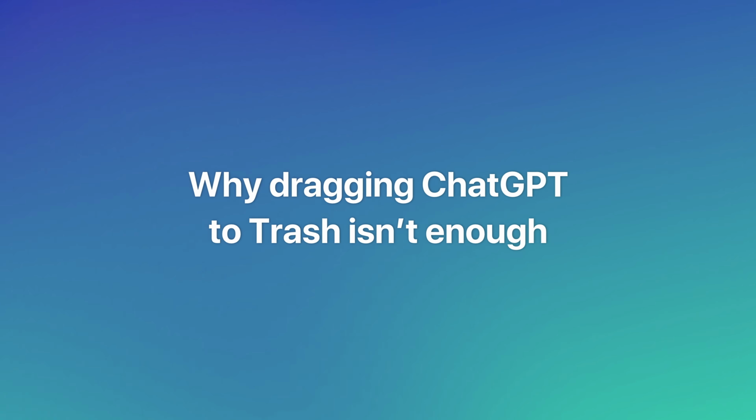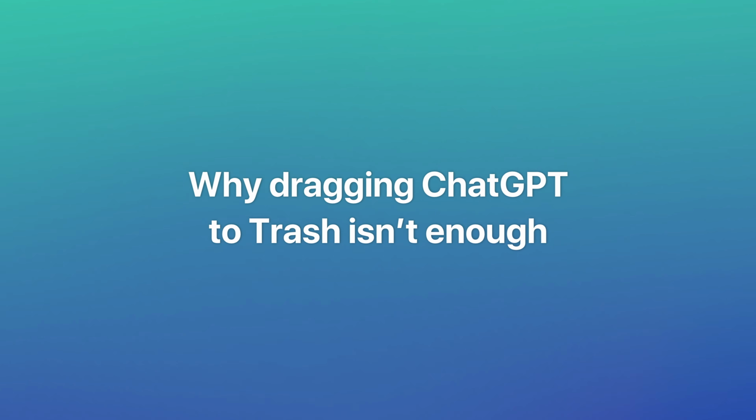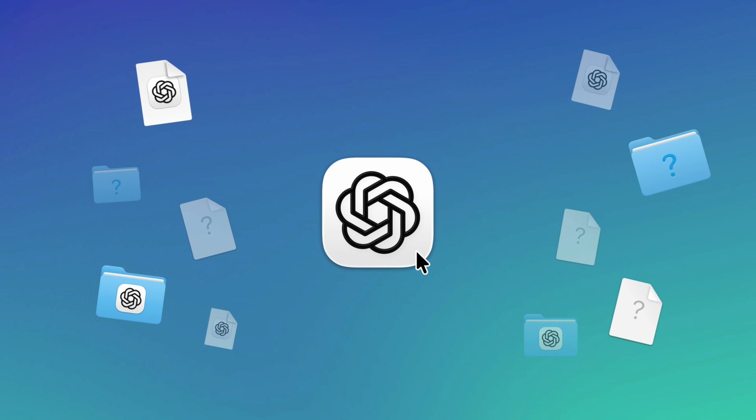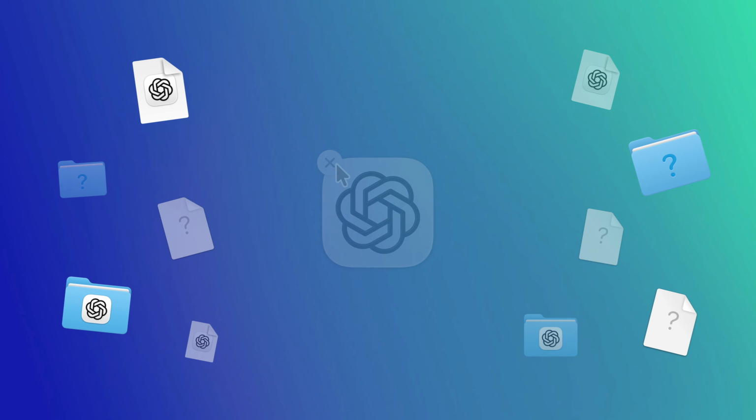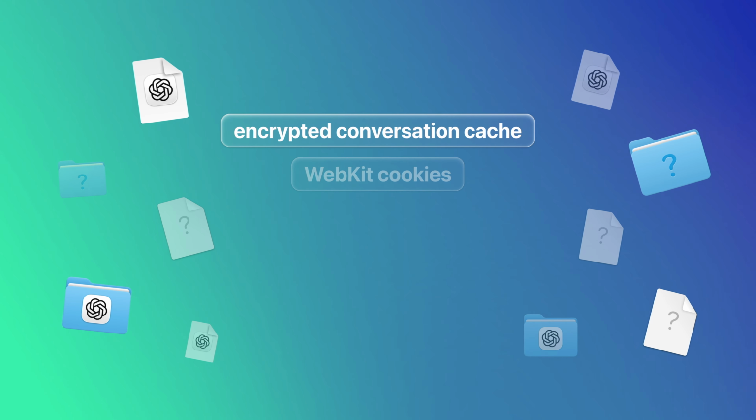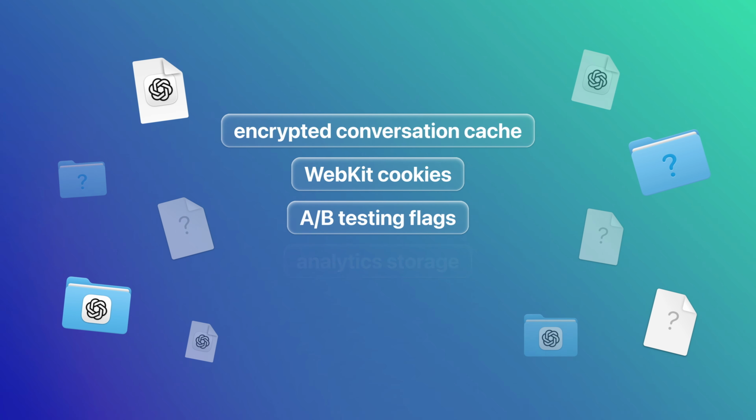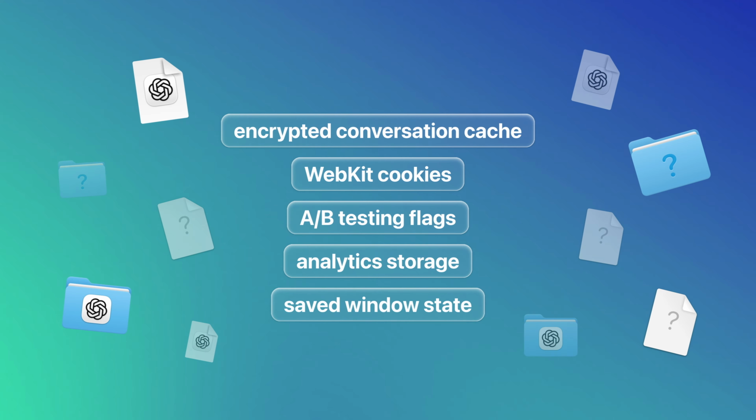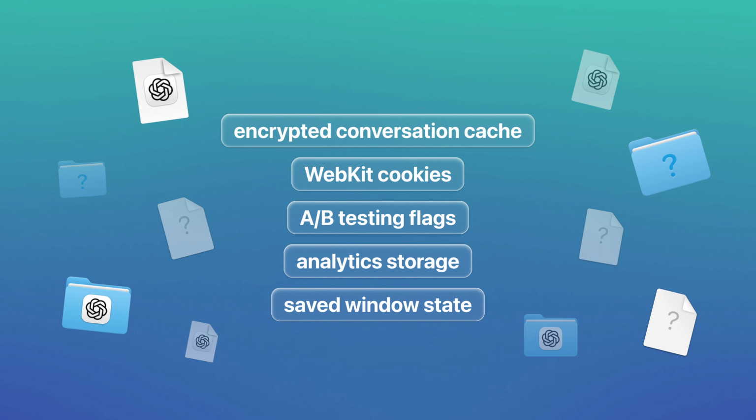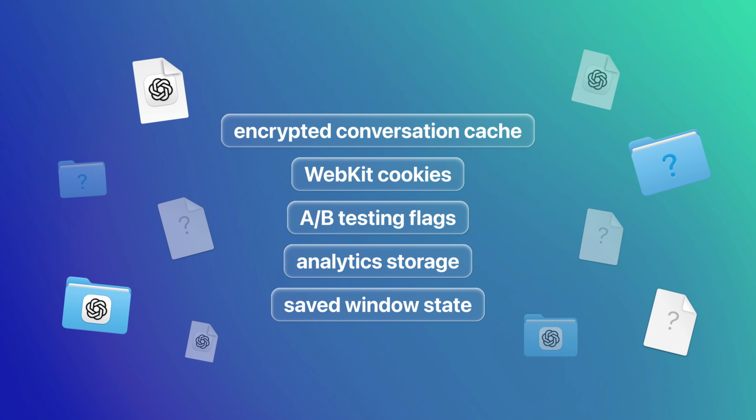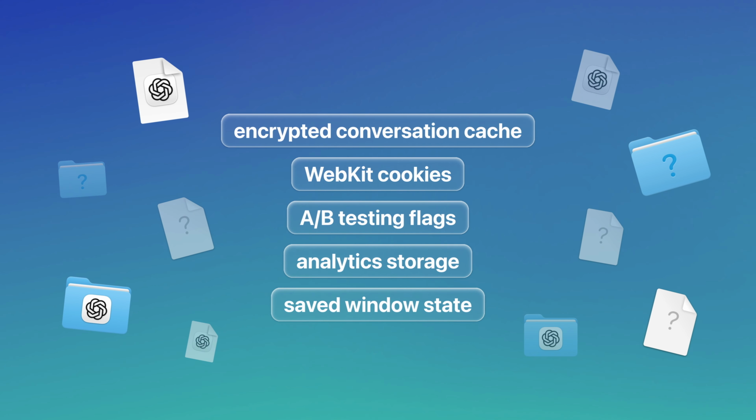Like many modern apps, ChatGPT stores additional files outside the app itself. As more users install it locally on macOS, many discover that removing the app alone does not fully uninstall it. After deletion, leftover data may still remain in hidden library folders. This can include encrypted conversation cache, WebKit cookies, A/B testing flags, analytics storage, saved Windows state. These files are not visible in standard Finder views.